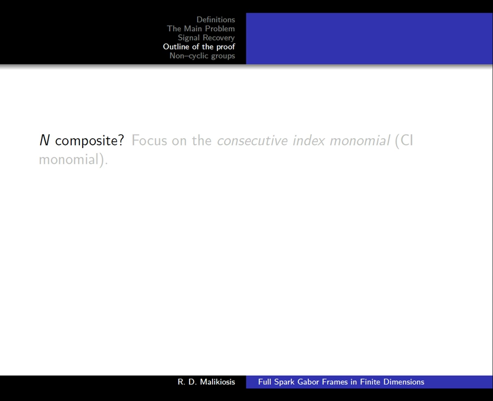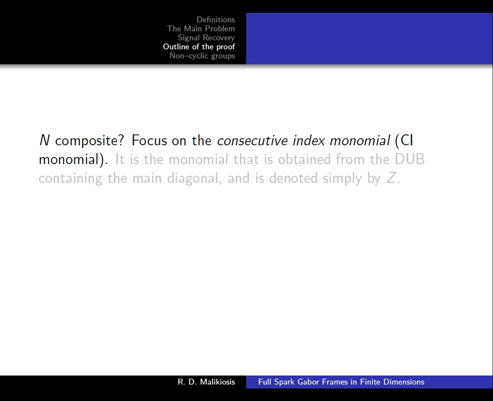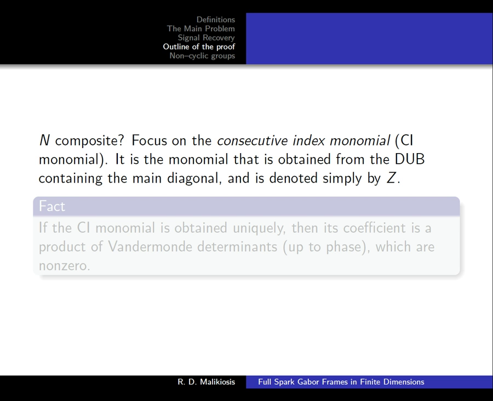It turns out that there is an abundance of monomials appearing uniquely, but still the difficult thing is to see whether each of the Fourier minors is non-zero, because when n is composite, there are obviously some zero minors, right? So I focus on a different kind of monomial, which I call the consecutive index monomial. From the setting that I've told you before, writing first the columns that have no time shift, then those that have shift equal to 1, you just take the diagonal union of blocks that contains the main diagonal, okay? So this monomial appears uniquely.